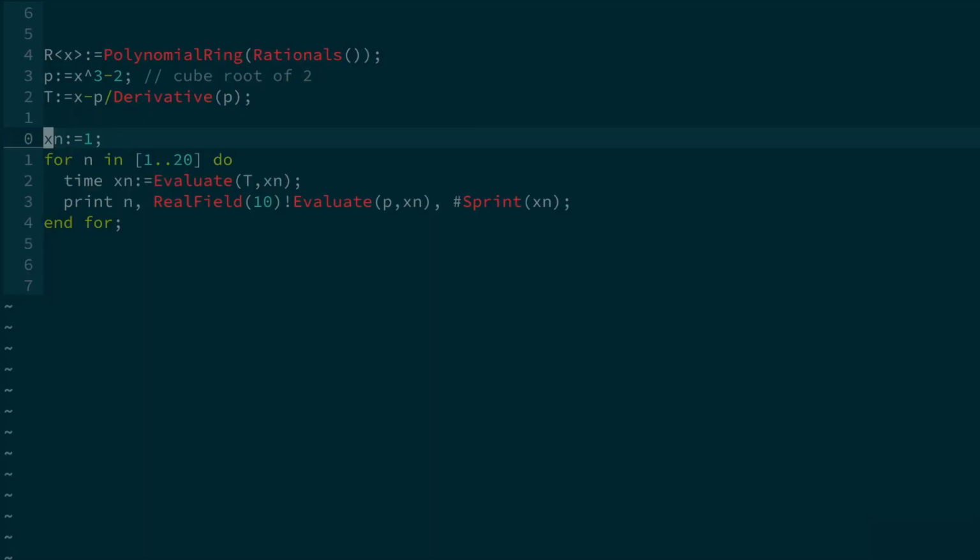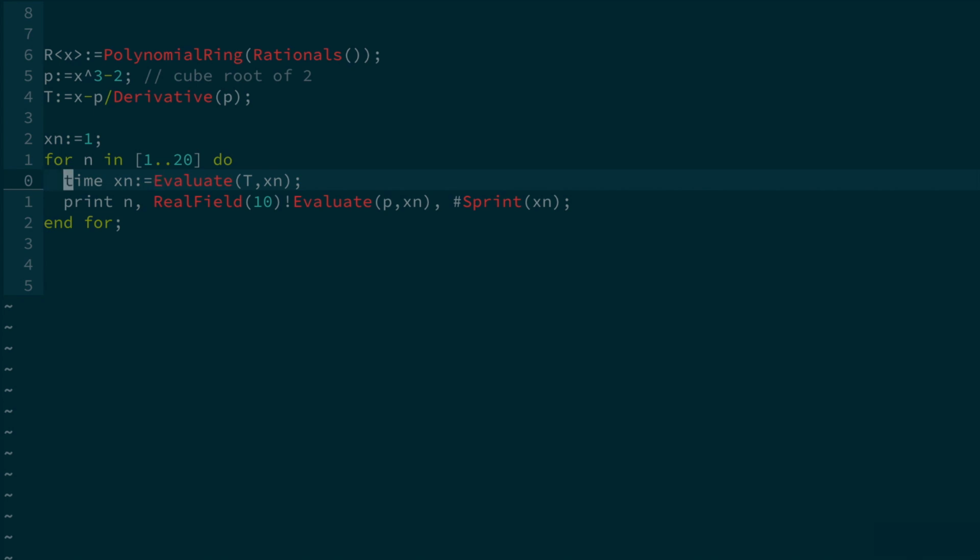So here's my loop. I start with 1, and I'm going to do this evaluation 20 times. For n from 1 to 20, I declare xn to be the evaluation of t at xn. So I update xn. In my mind, this is x0, and then I go to x1, and then x2, that kind of thing.